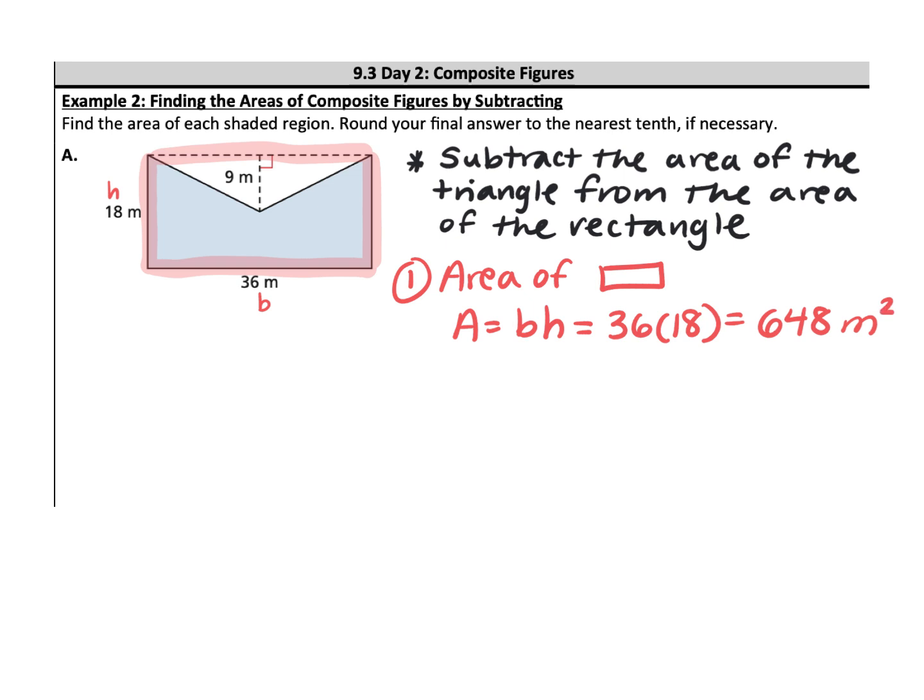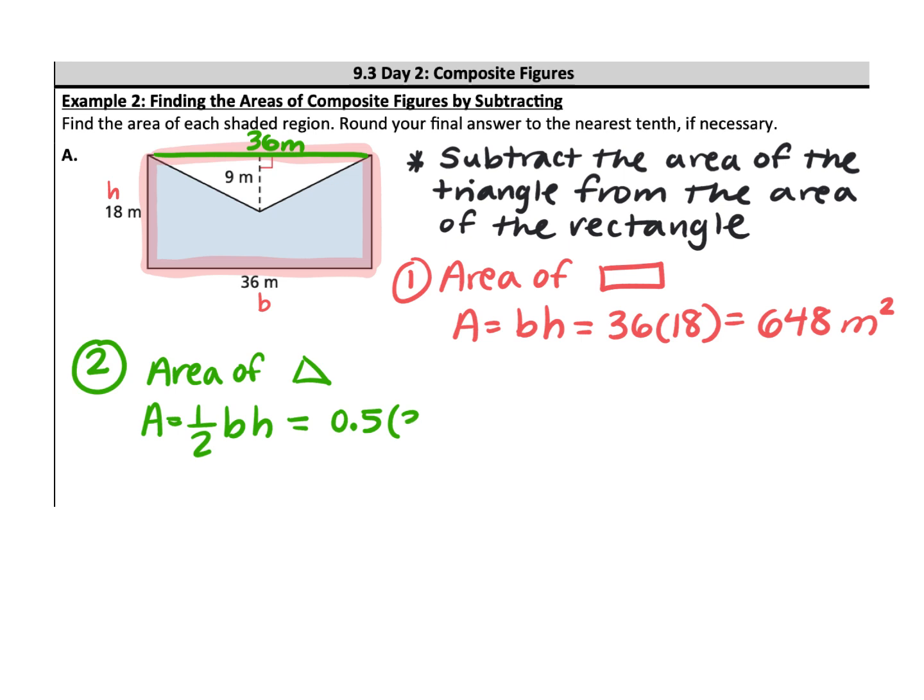But now we need to figure out the triangle so we can subtract that away. So my area of a triangle is area equals 1/2 base times height. And notice that the base of the rectangle and the base of the triangle are the same. So this piece right here that I just outlined in green would be 36 meters. And that's going to be my base. And then the height of the triangle is 9. So we have 1/2 times the base, 36, times the height, 9. And if we type that into our calculator, we get 162.